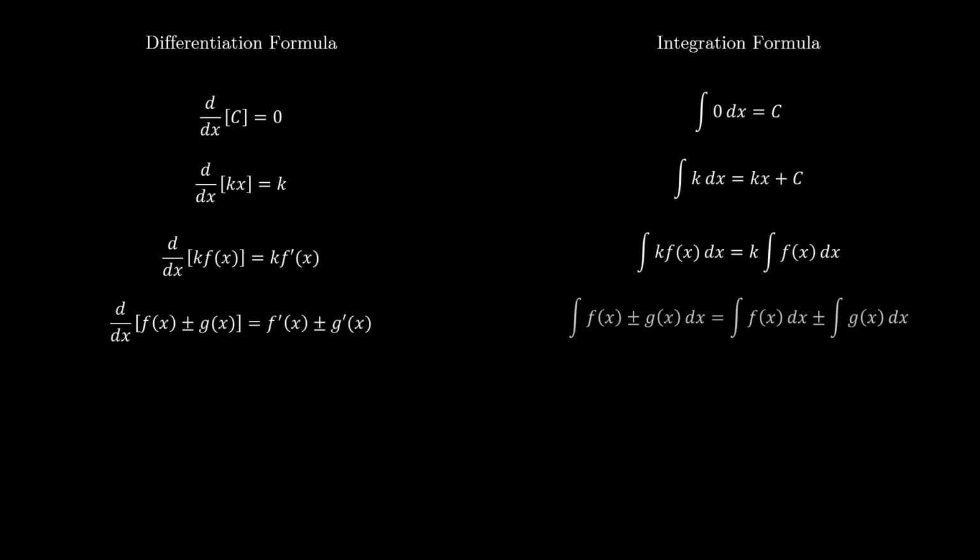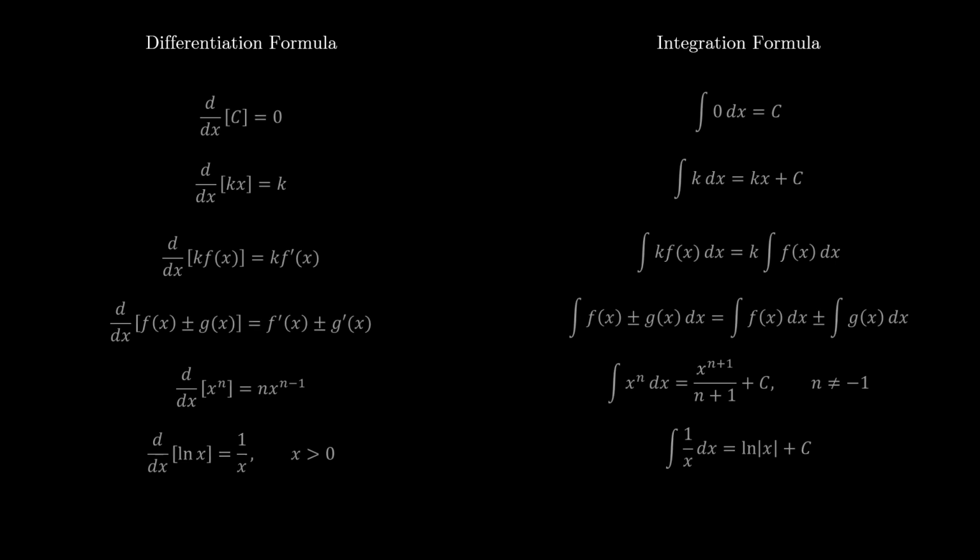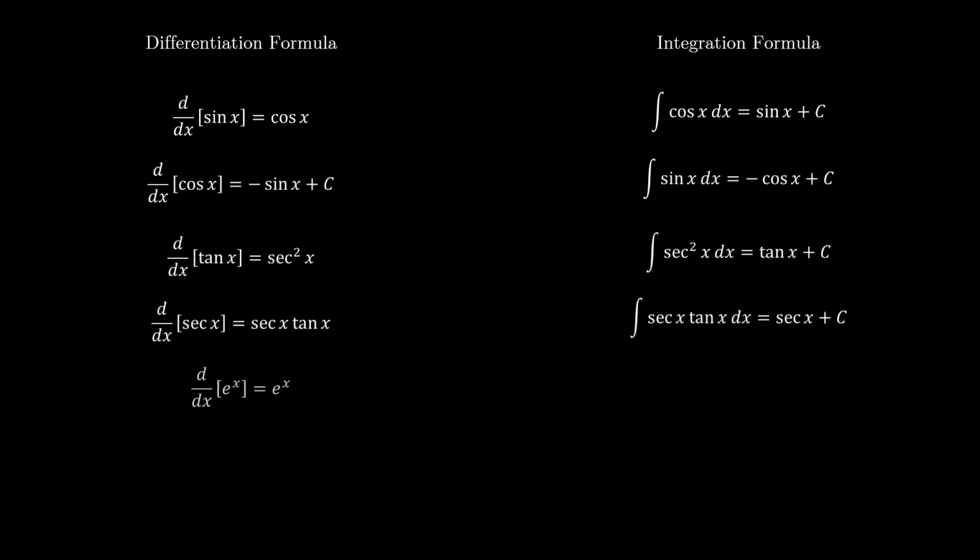The derivative of a constant c is equal to 0, therefore the antiderivative of 0 will return c. The derivative of k times x will just yield k, so integrating k will return k times x plus c. Now this rule goes for algebraic functions shown here, and even transcendental functions like trigonometric and exponential functions.